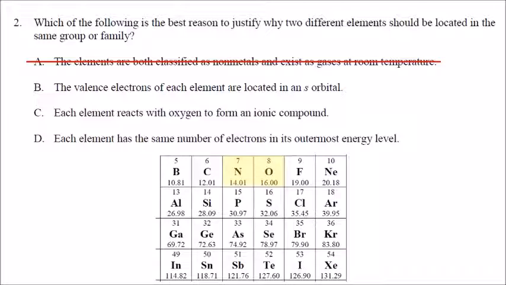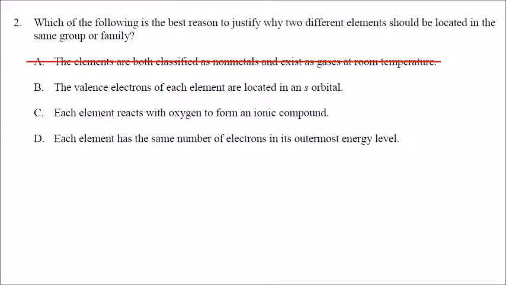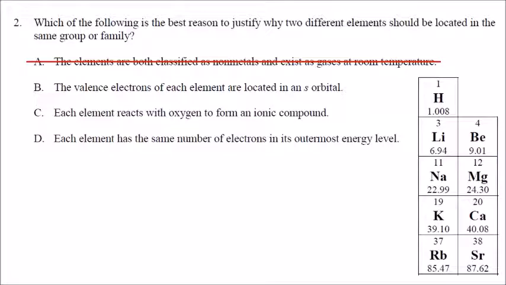Choice B says the valence electrons of each element are located in s orbitals. In this portion of the periodic table, hydrogen, lithium, beryllium, sodium, magnesium, potassium, calcium, rubidium, and strontium all have their outermost valence electrons located in an s orbital. And again, they're not all in the same group or family. Now, lots of these elements, lots of metals, can react with oxygen to form an ionic compound. That's not specific enough. So the correct answer is D.